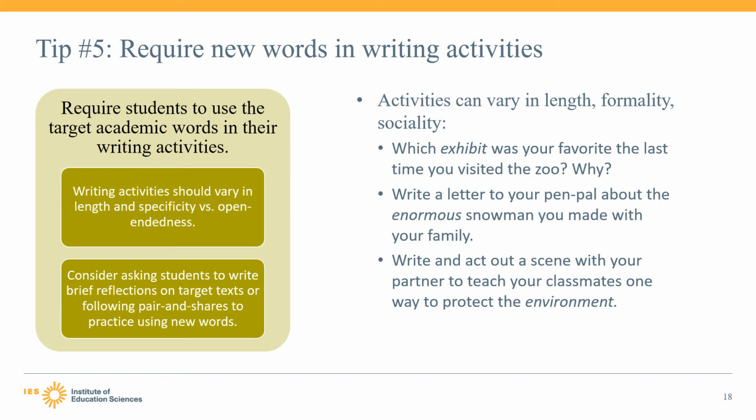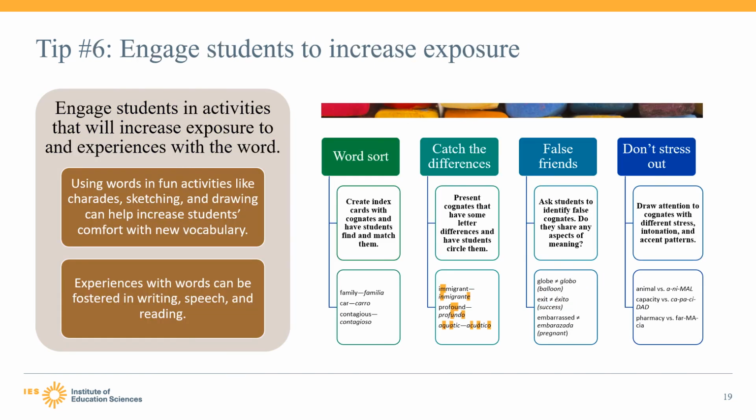And you can have a more social, sort of dialogical writing activity too, kind of like a reader's theater, where students can write and then act out a scene with a partner or with classmates to teach others about one way to protect the environment. So these are just a sampling of possible activities that you can help students use to practice their new vocabulary words in, again, authentic literacy contexts.